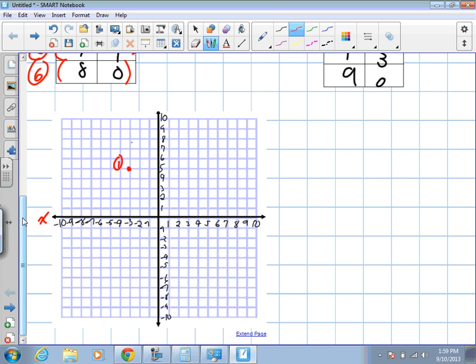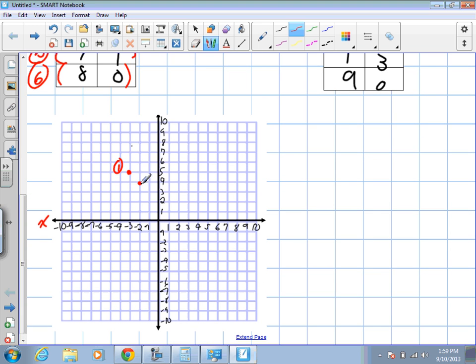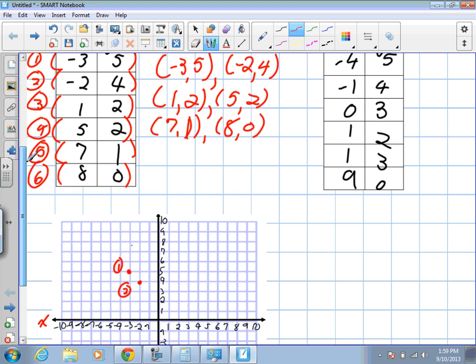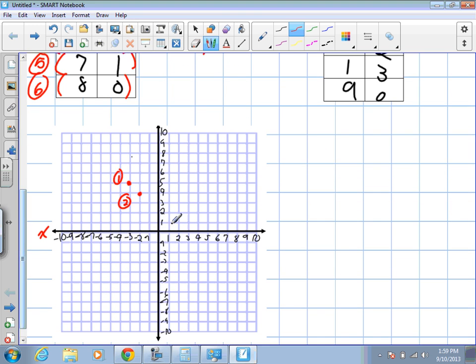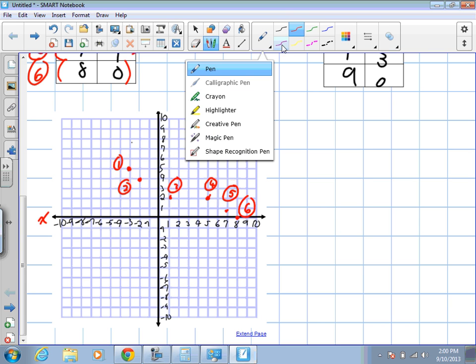The next one we had was -2 and 4. That's our coordinate 2. 1, 2 is the next one. So we go over 1 on x, 2 on the y. That's our third. 5, 2, which is here. That's our fourth. 7, 1, I think. Yep. 7, 1 is our fifth. And 8, 0 is our sixth. So here are our 6 points represented on a graph.